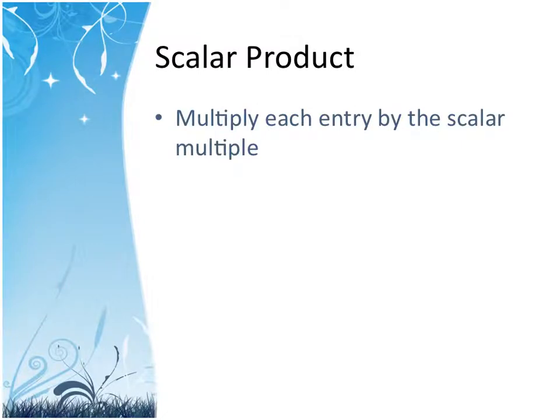Okay, now we're going to use a scalar product. So hopefully you remember the word scalar from vectors. This just means a non-zero number. So when you're multiplying a matrix by a scalar, you're just multiplying each entry in that matrix by the scalar.